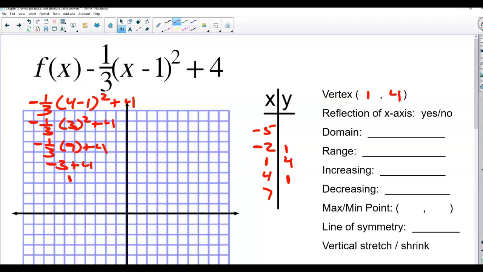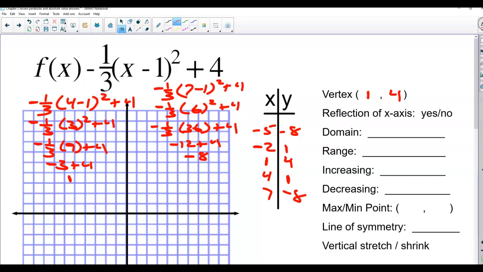Now I'm going to plug 7 in for x. Negative 1/3 (7 minus 1) squared plus 4. Negative 1/3 (7 minus 1 is 6) squared plus 4. Negative 1/3 times 6 squared, which is 36, plus 4. 36 times a negative 1/3 is negative 12, plus 4, and we get negative 8.